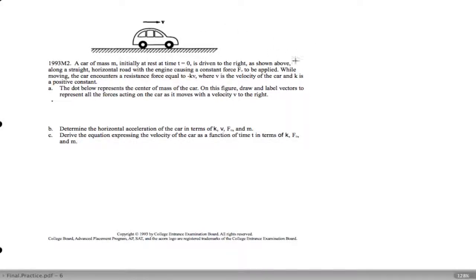Problem, although this is kind of perverse. We're going to ignore friction. We have normal, we have weight, we have the applied force F0, and we have this air resistance force kV, which seems a little weird.